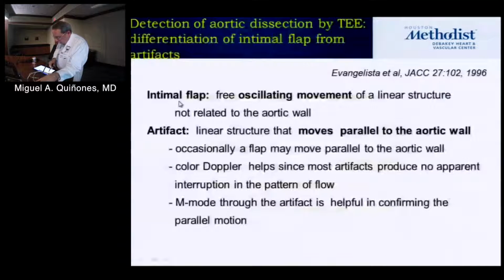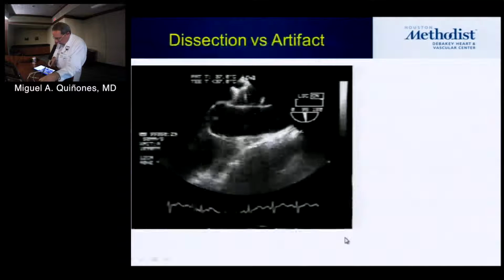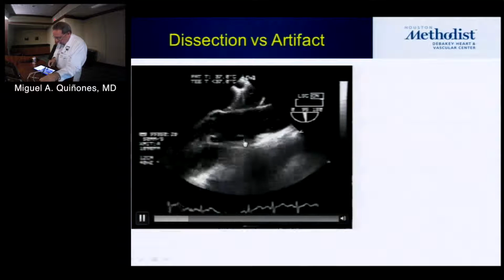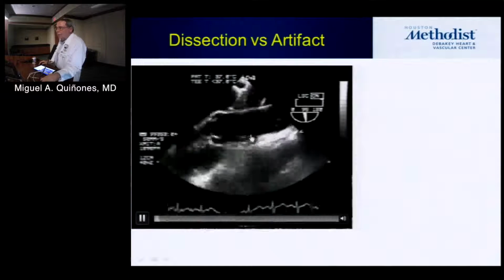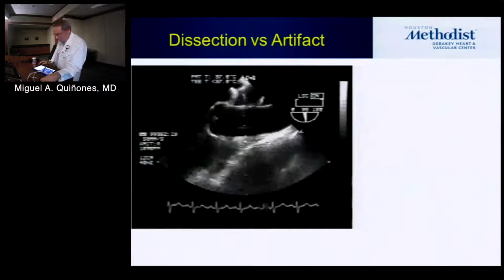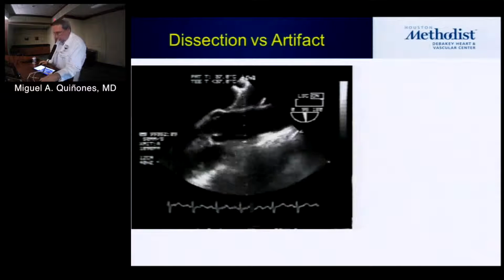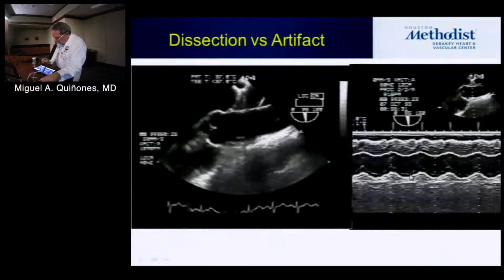Okay? So again, it goes back to what I said earlier. A real flap has an oscillating movement that is not related to the aortic wall. Artifacts tend to move parallel to the aortic wall. And you see that one there. Actually, the first time you see that, that is really very impressive. This one will make you stop and relook because, I mean, it's right there, flipping in your eyes, okay? You do an M-mode, and now you can see that that linear structure is moving totally in concert with the walls, which is very typical of an artifact.